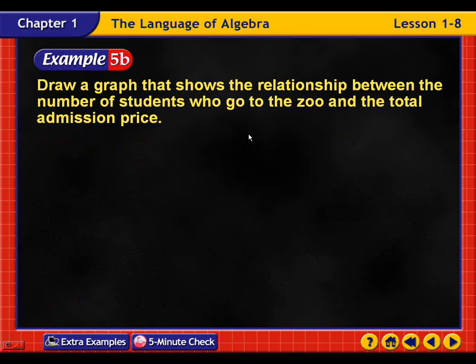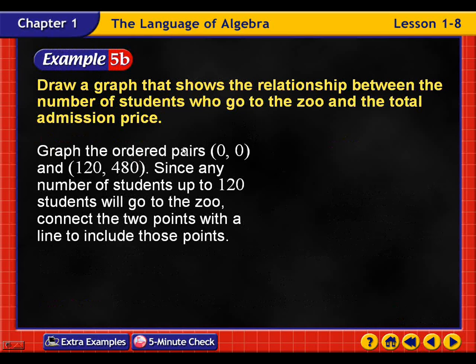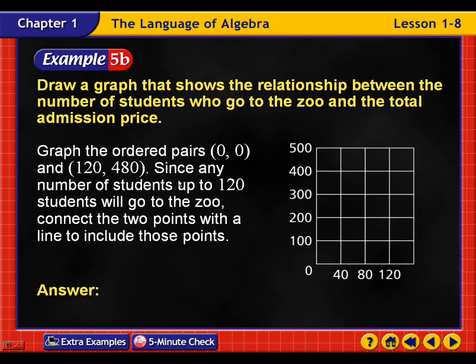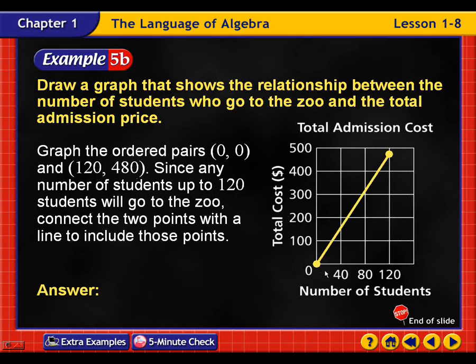Then you're going to draw a graph. You have ordered pair 0, 0 as your origin because 0 students will cost $0, so that's the lowest value. And 120 students will cost $480, that's your highest value. So you're going to make a graph with the lowest value having a dot, the highest value having a dot, and then putting a line in between them. Notice the number of students is independent, so it goes on the bottom, and the total cost is dependent, so it goes on the side.